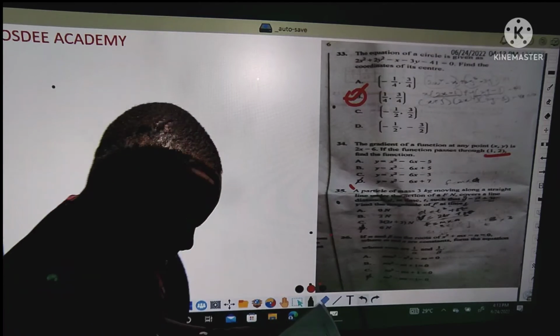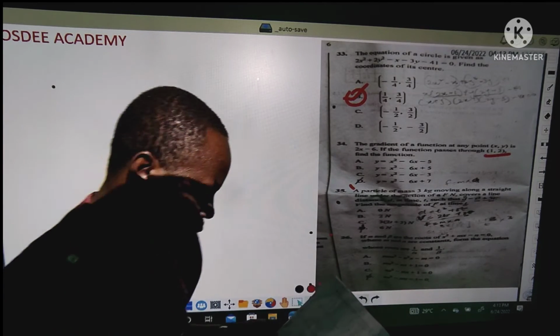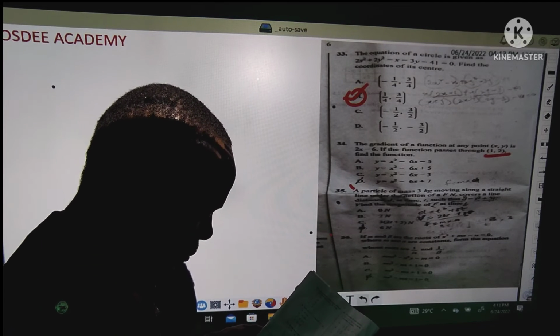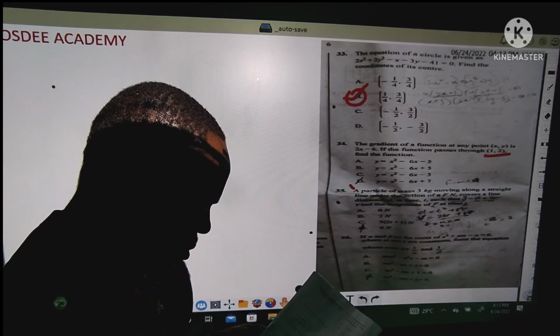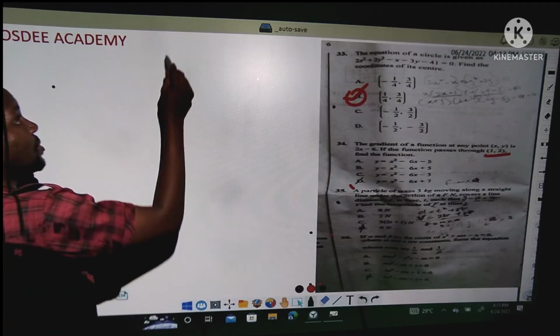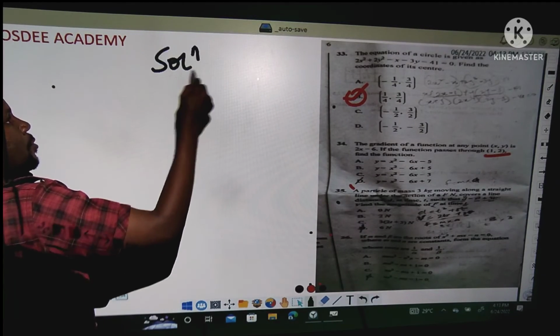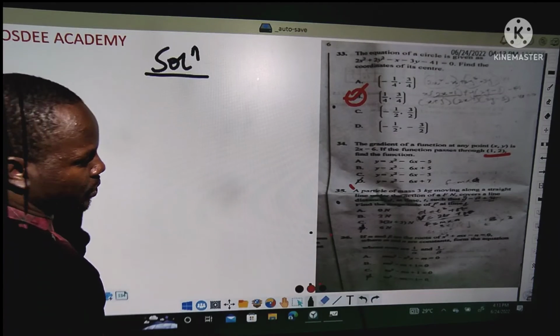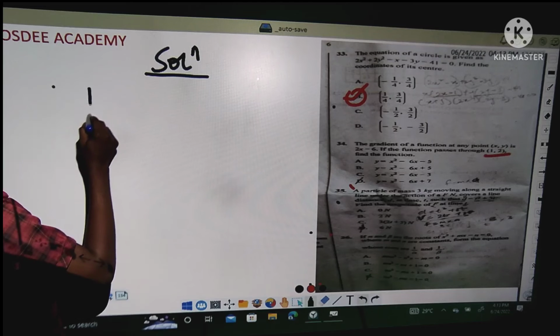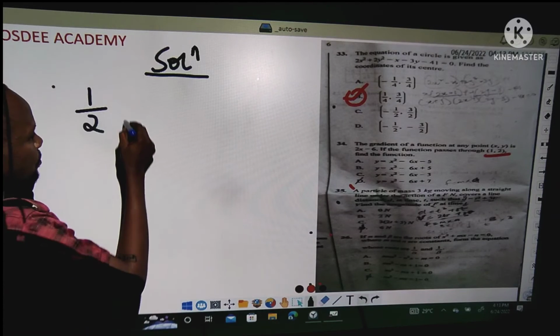Now the next question: alpha and beta are the roots of x squared plus mx minus n equals 0, where m and n are constants. Form the equation whose roots are 1 over alpha and 1 over beta. This is popular; we did something like this in the preparatory class. The fastest way of forming the equation is using the product and sum of roots.